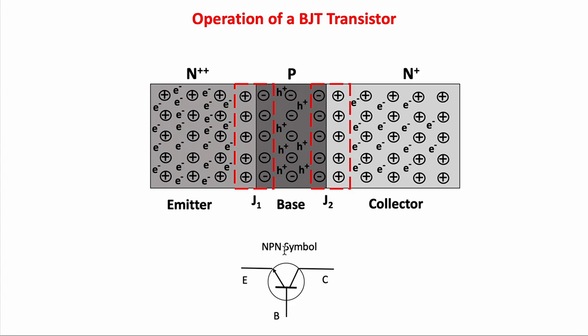For an NPN transistor, the symbol is like this. If the arrow is pointing out, it's NPN. If the arrow is pointing in, this is the PNP transistor symbol. And also we have collector here, base here, and emitter here.